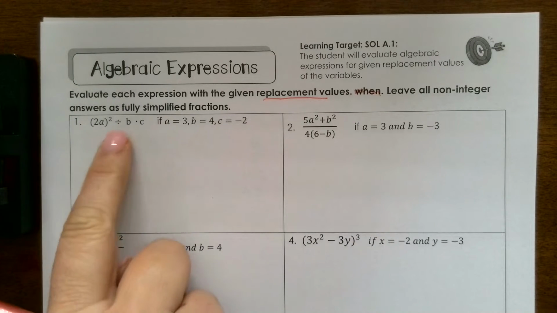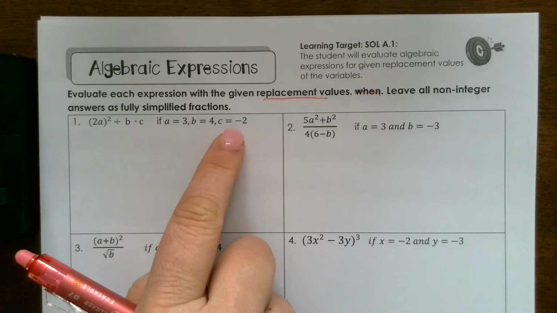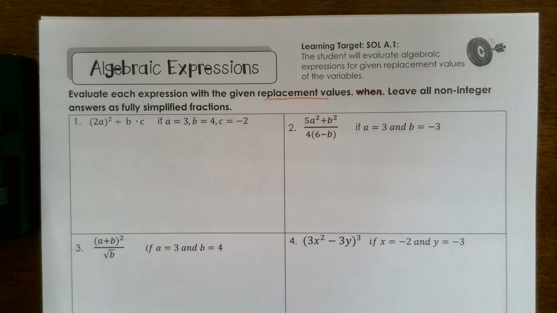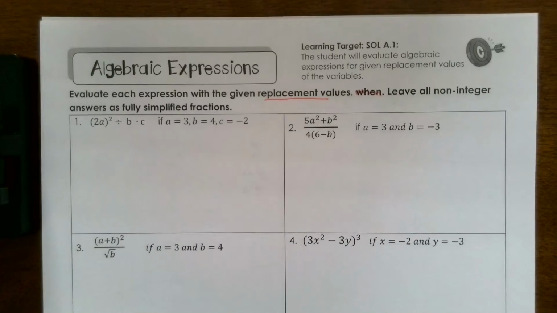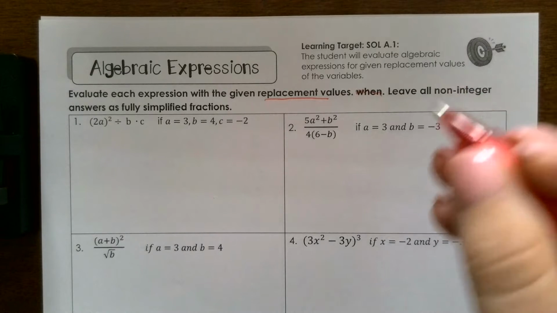So one of the highlights when I look at number 1, I've got replacement values of a equals 3, b equals 4, and c equals -2. When I have a negative number, it's really important to start getting into the habit of substituting that negative number in parentheses. And the reason really applies to the idea of exponents, and in particular, even exponents.